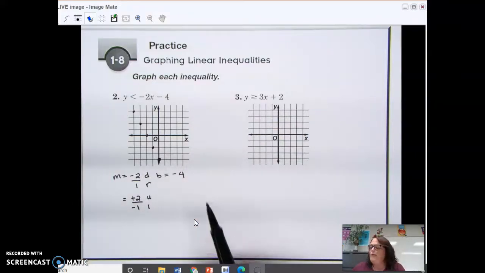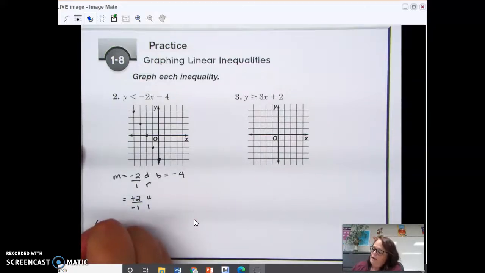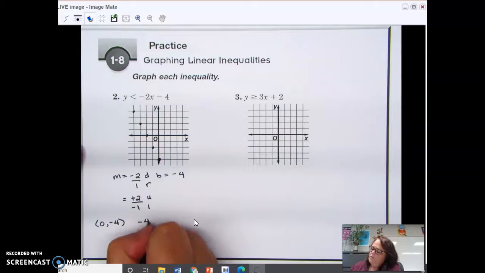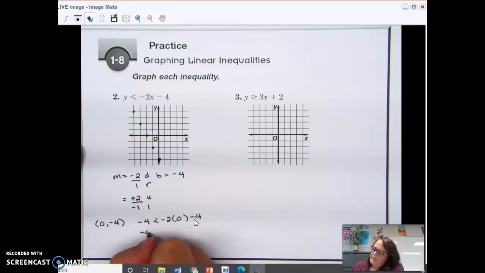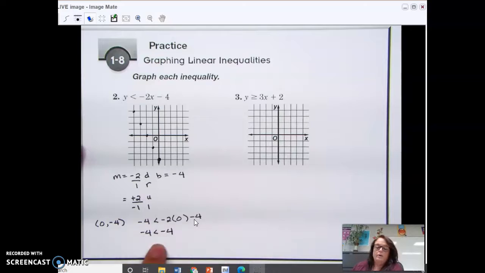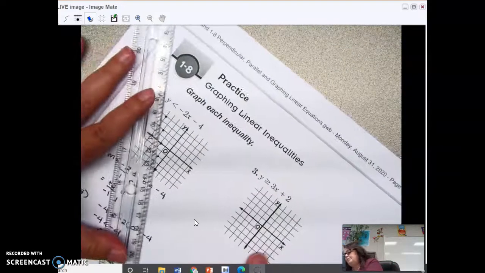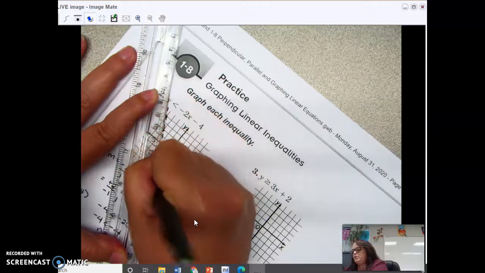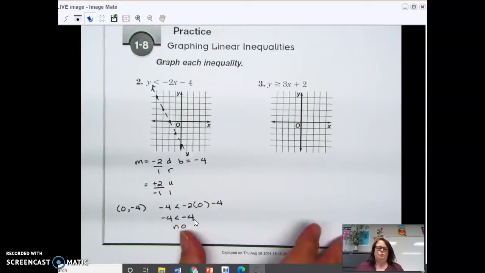So then the next question I want to ask is, are these points actually part of the solution set? For example, I have the point 0, -4. If I substitute that, that means -4 is y, x is 0, and I'm going to say that -4 is less than -4. Do we see that -4 is not less than -4? So when I graph this line, I'm going to do it with dashes instead of solid, because even though it's a boundary for my shading, the points on the line do not make that inequality true.